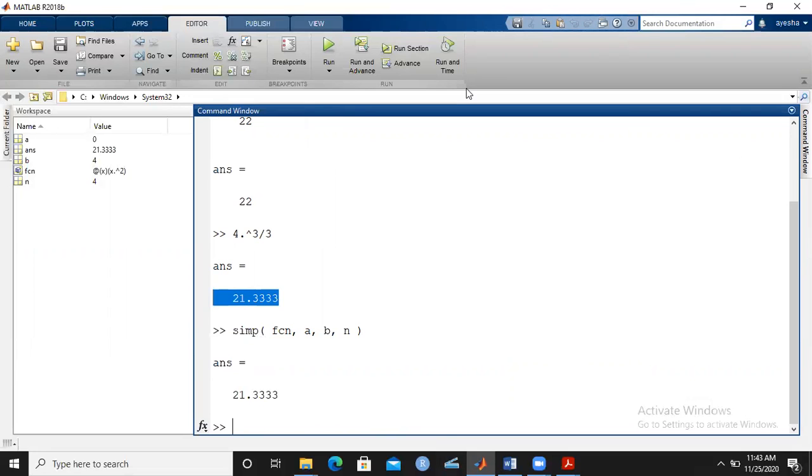Now please solve some more questions and the other quiz task using the M files to compare your numerical answer, like handwritten answer, with your software answer, MATLAB answer.